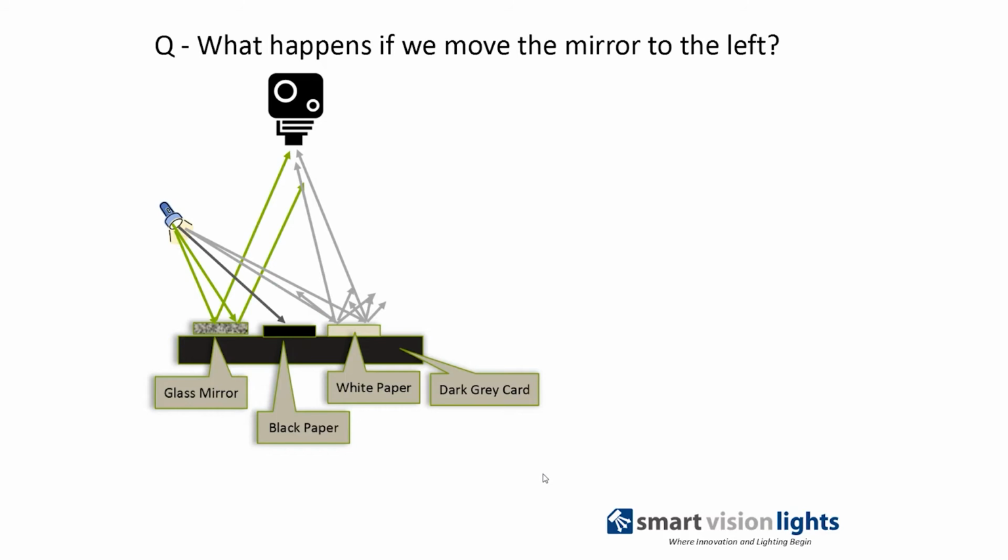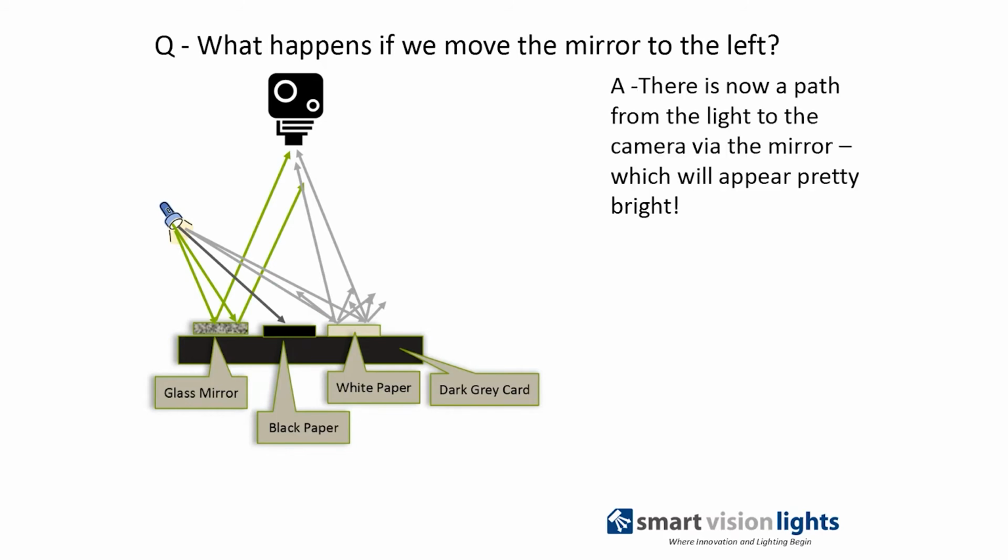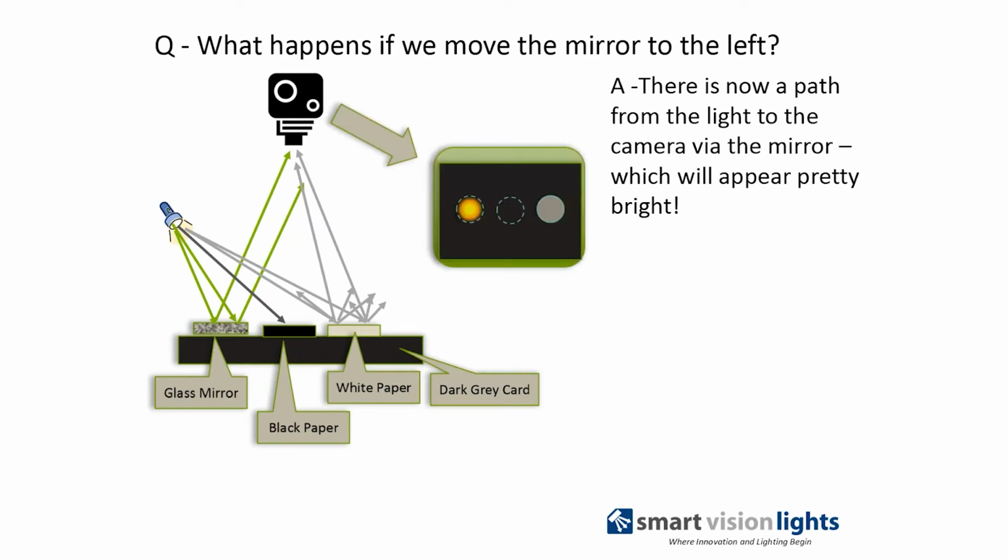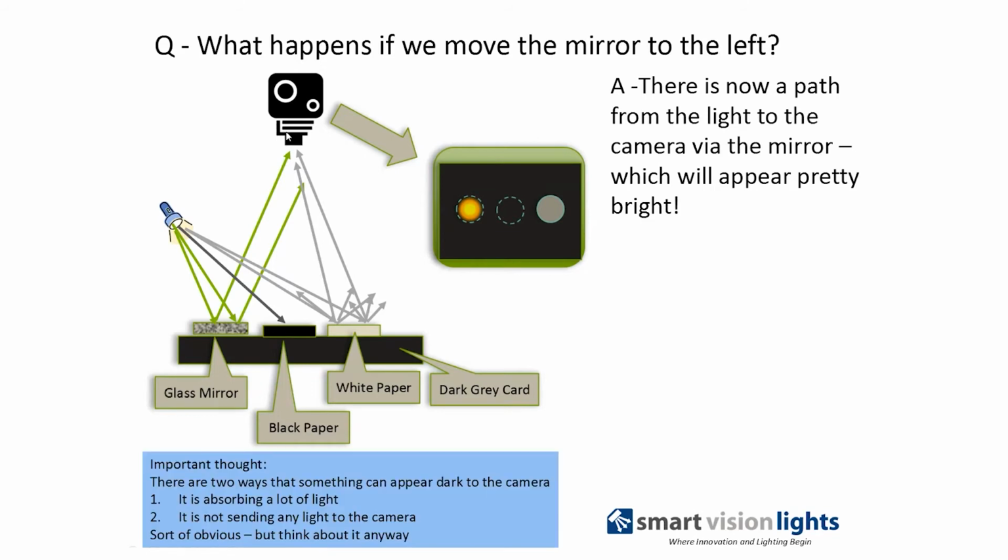What happens if we move the card to the left, though? There's now a path from the light via the mirror to the camera, which will appear pretty bright since we've now moved this glass mirror into the field of view, and there's now a direct angle between the mirror and the camera. So there are two ways that something can appear dark to the camera. One is the black paper, which is absorbing a lot of light. The other is that it's not sending light to the camera, which was the first positioning, where there's no angle between the light, the object, and the reflection into the camera.